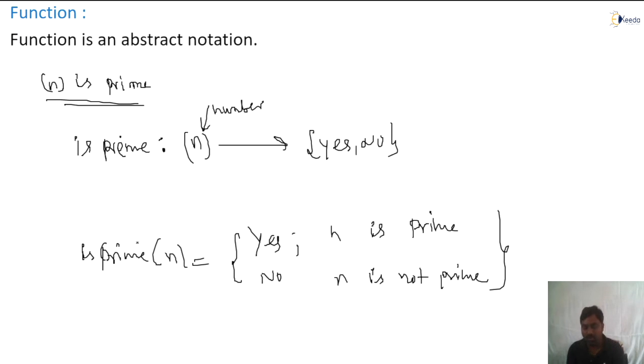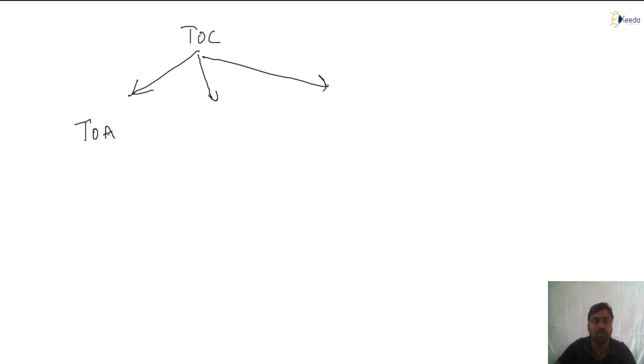Now, theory of computation, we are majorly looking at in terms of three aspects. Look at this, all of you. Theory of computation majorly looks into three aspects: one, two, three. One is theory of automata. Please do understand theory of automata.